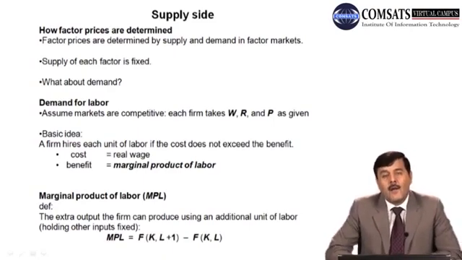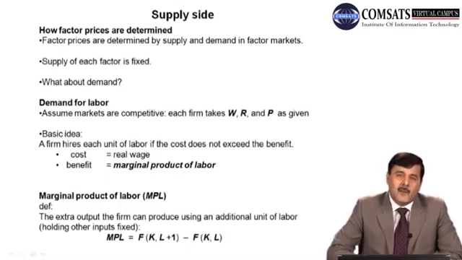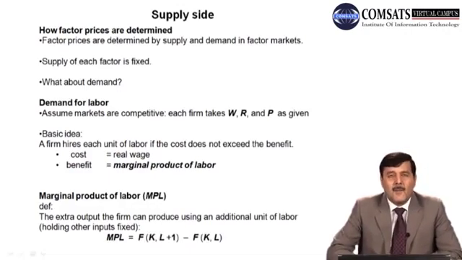Now the second side of the model is about demand. So what is demand for labor? Assume markets are competitive. अगर हम assume करते हैं कि market is competitive, then each firm takes W, R and P as given. तो जैसा कि हमने अभी explain किया था market structure में कि जब market competitive होती है तो each firm will assume that wages are given, or the rental rate is given, and the price of output is also given.